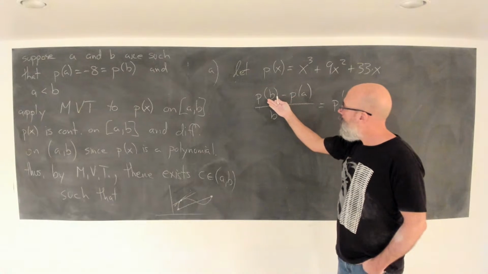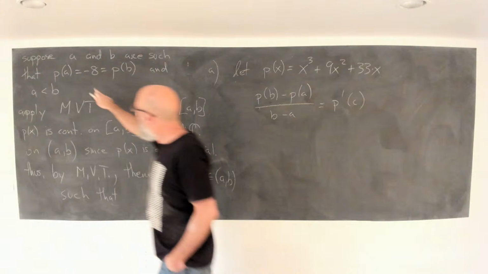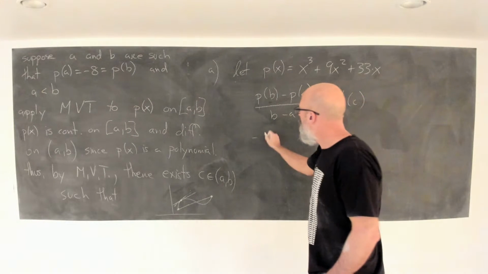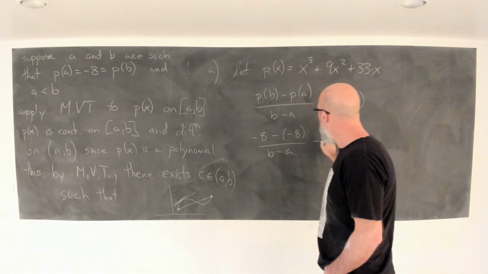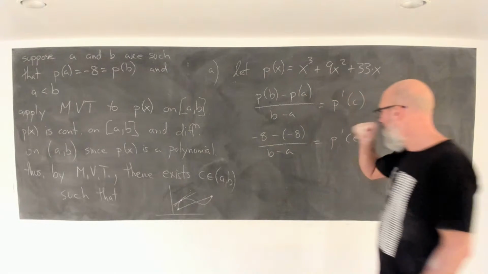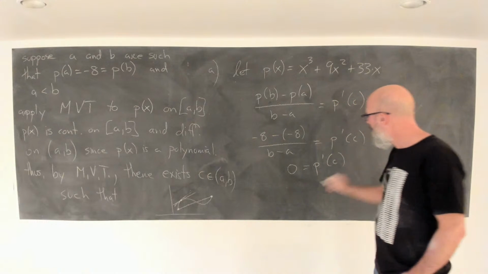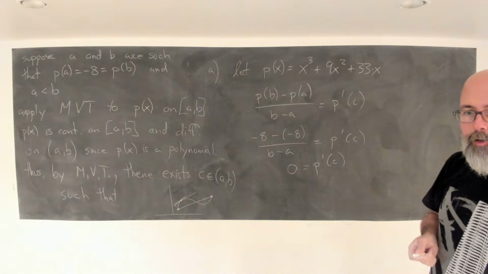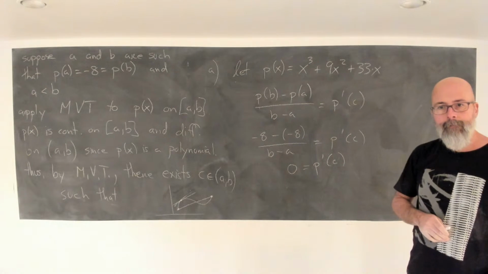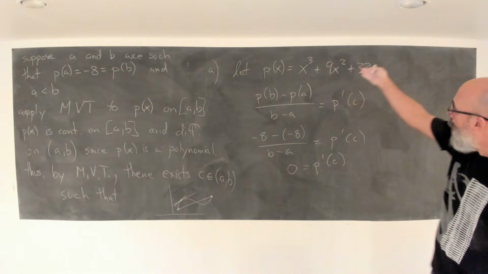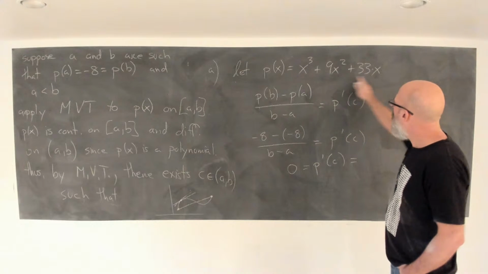But what is this? P of B is -8, and so is P of A. So -8 minus -8 over B minus A. In other words, this is 0. Your derivative should be 0 somewhere. This is what the mean value theorem implies here. But what is the derivative?